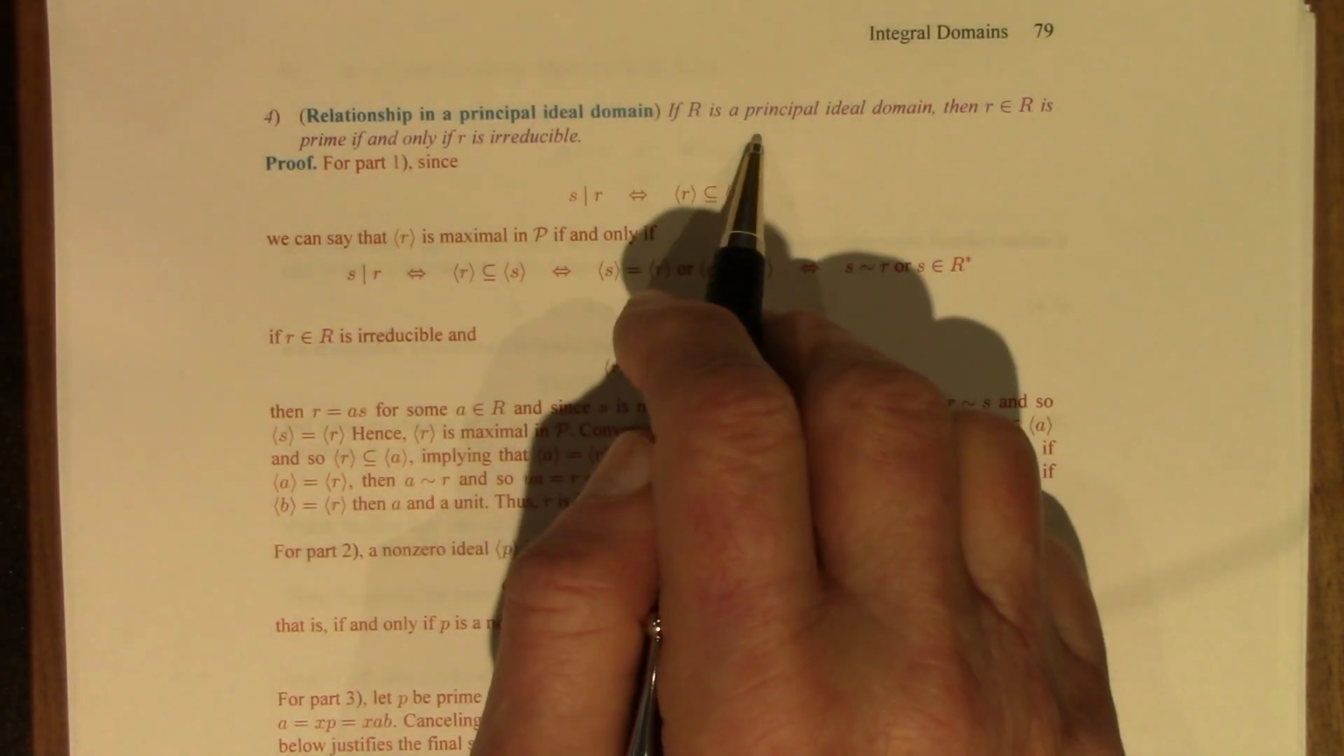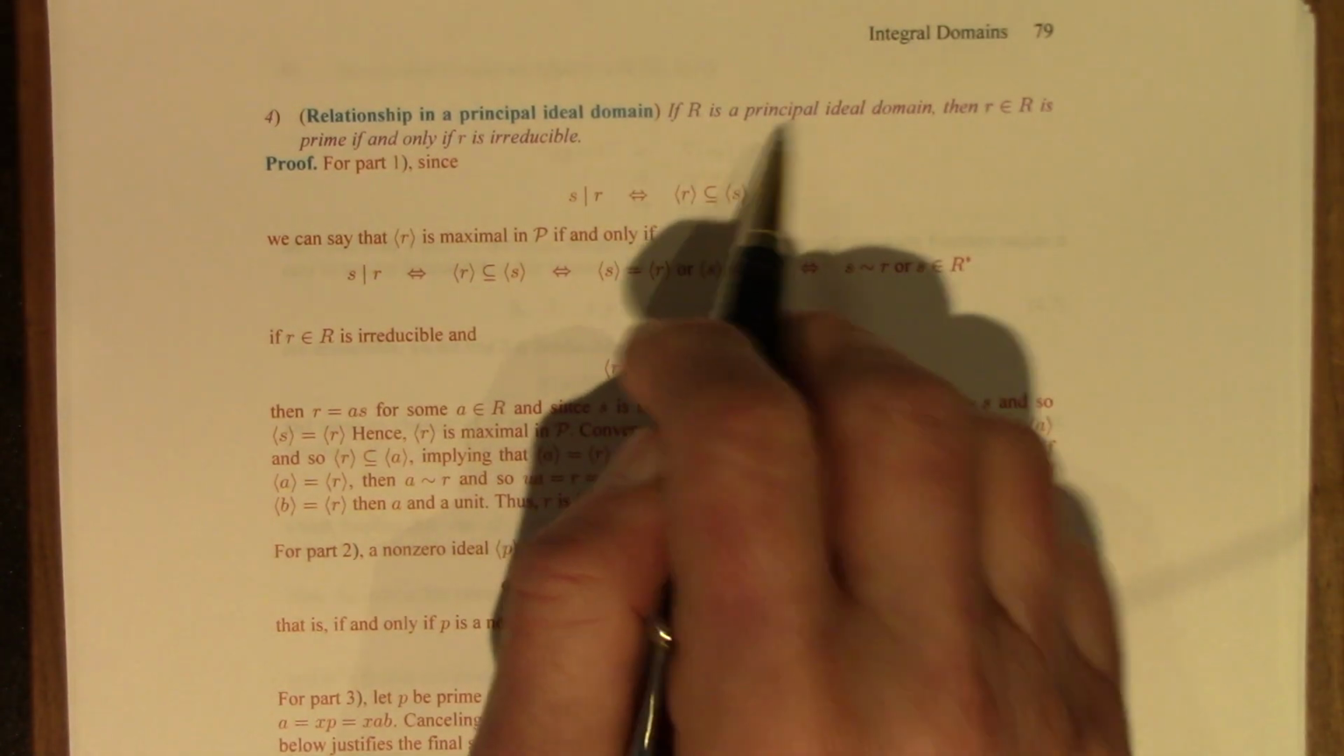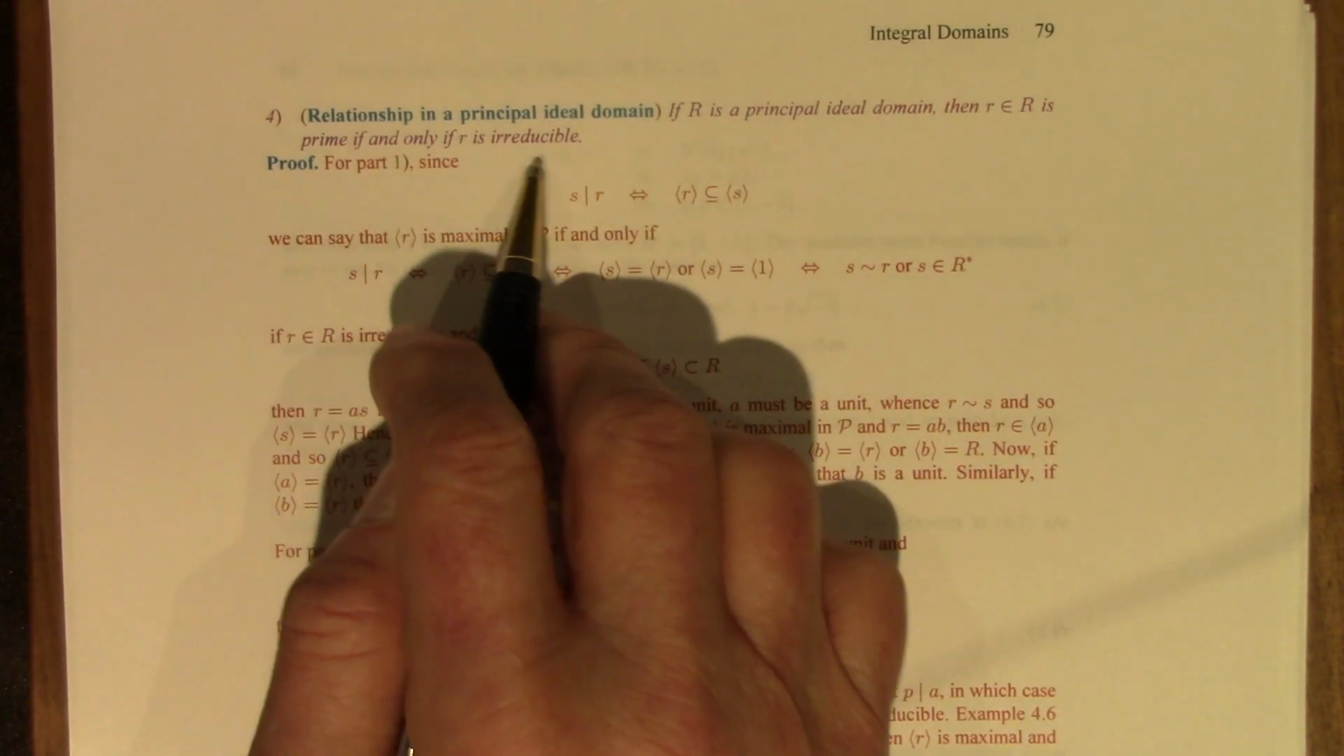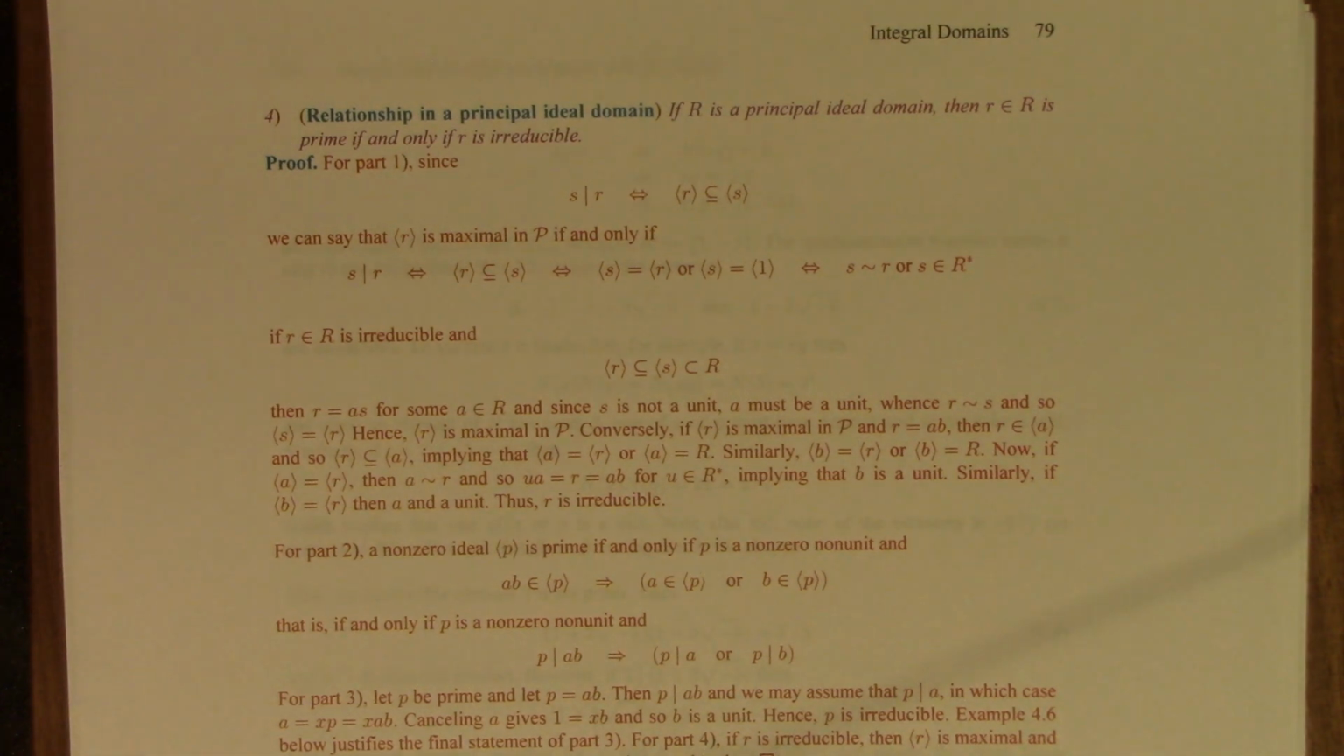If R is a principal ideal domain, then an element little r is prime if and only if it's irreducible. So that covers the case of the integers.